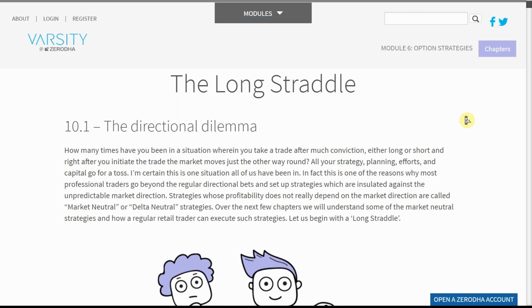Chapter 10. The Long Straddle. 10.1 The Directional Dilemma. How many times have you been in a situation wherein you take a trade after much conviction, either long or short, and right after you initiate the trade the market moves just the other way round? All your strategy, planning, efforts, and capital go for a toss. I'm certain this is one situation all of us have been in.